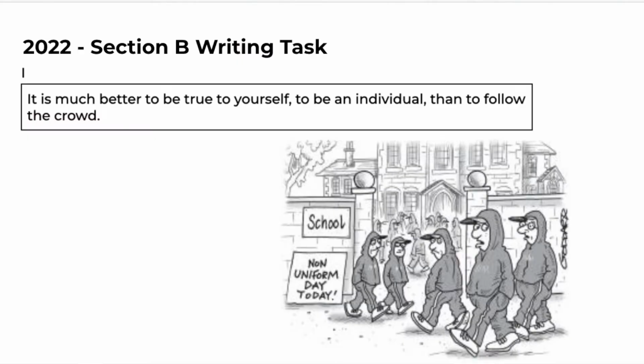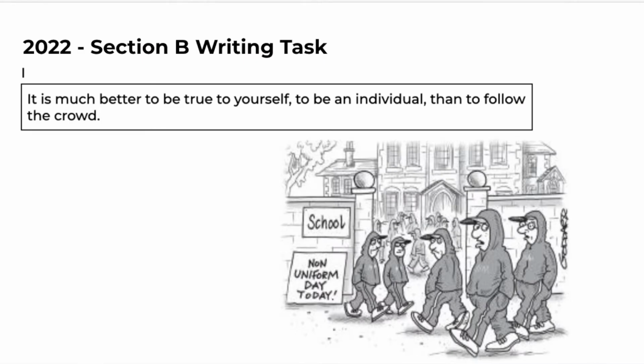The first 2 pieces of information that you were presented with are right there on the screen now. We can see the first one, a bit like the old writing task 2 tasks, has the one sentence there. It's much better to be true to yourself, to be an individual, than to follow the crowd. A really clear way of thinking and of understanding the world and how we work within it as individuals. And then the second piece of information is the visual that you can see there.